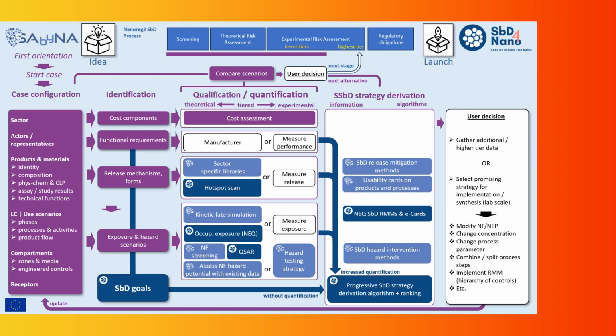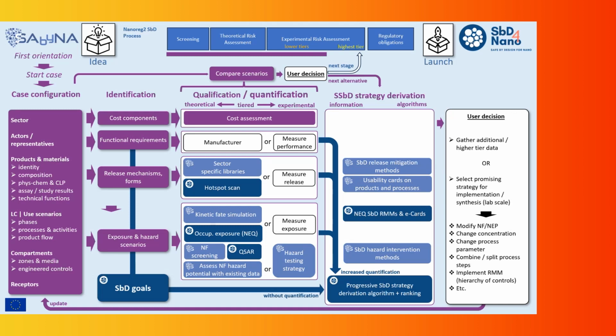When we go to the release mechanisms and forms, there is from Sabina, for instance, sector-specific libraries we have been filling in. And from SBD for Nano, we have the hotspot scan, which was already mentioned this morning. For the exposure and hazard scenarios, we have from Sabina, originated from the Guide Nano tool, the kinetic fate simulation model, which is a multi-zone, multi-box model, which can predict the kinetics and the fates of particles. And also, as already introduced this morning, the NAQ tool.